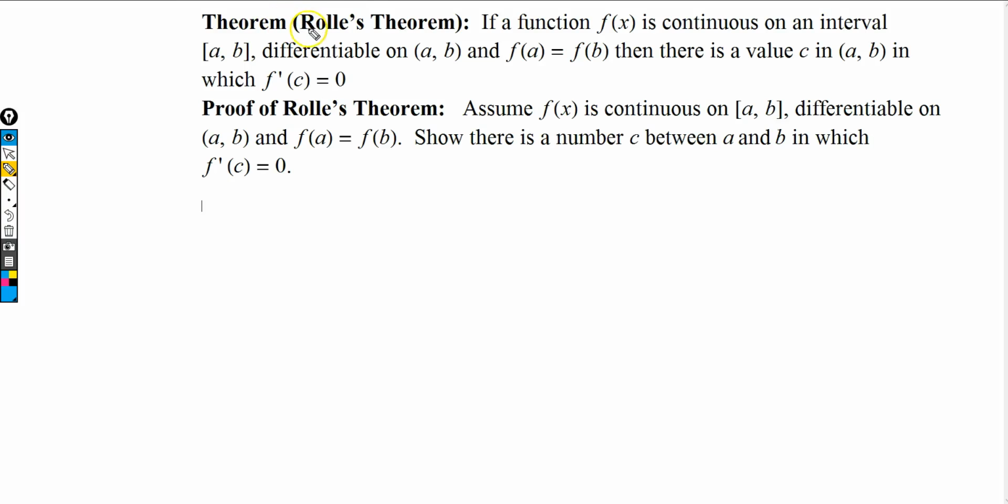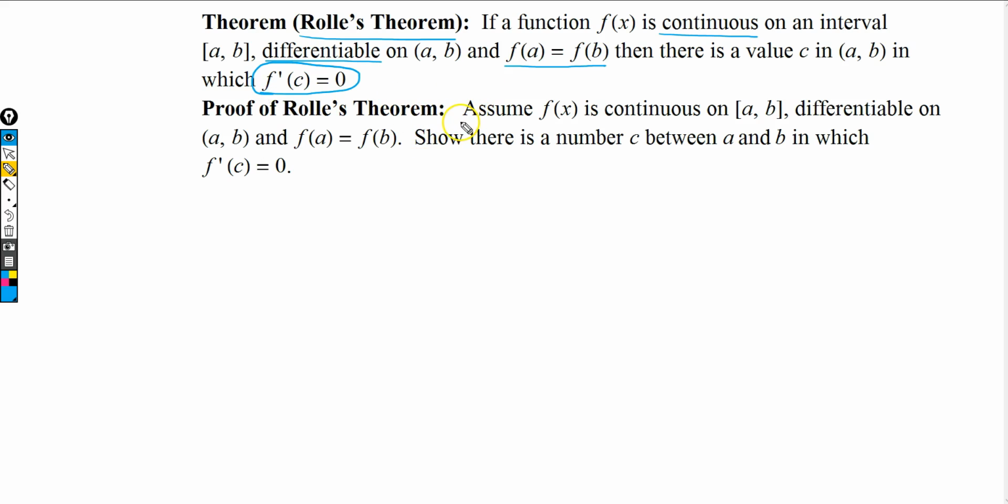In this lesson, we're going to look at the proof of Rolle's theorem. So remember the statement of Rolle's theorem. It says that if f of x is continuous on the closed interval [a, b], differentiable on the open interval (a, b), and f of a equals f of b, then there is a number c in the open interval from a to b in which f prime of c is equal to 0.